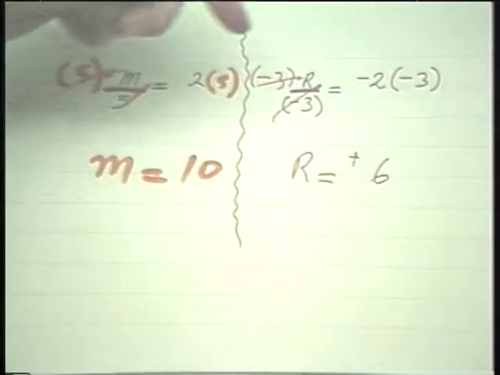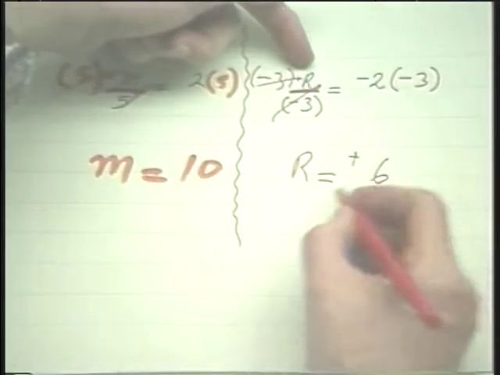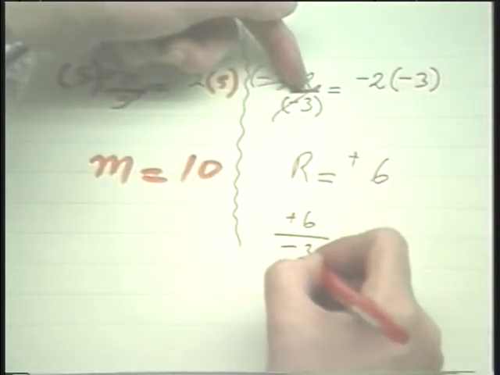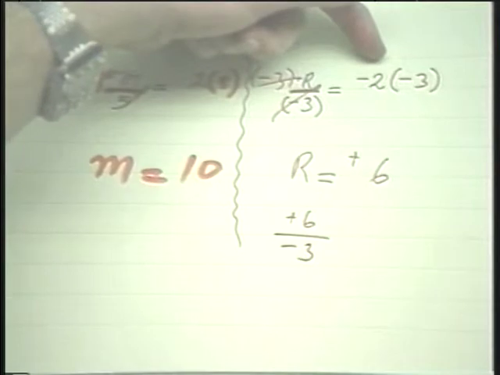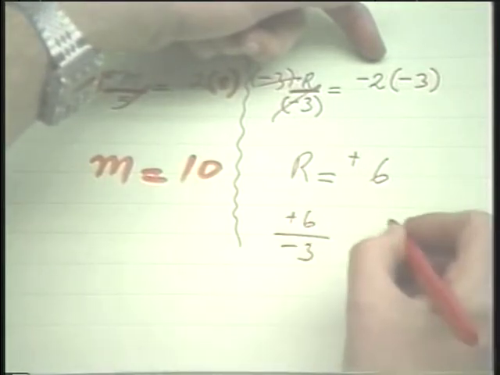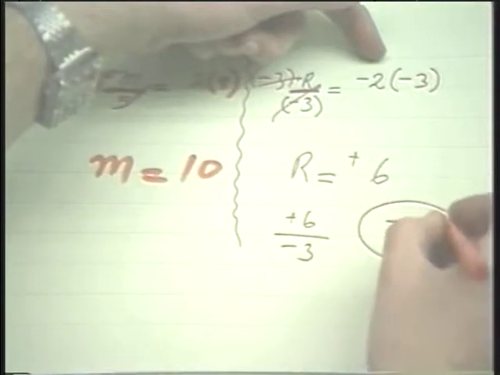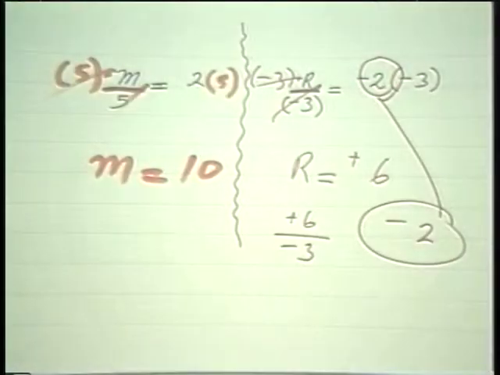Let's check that. The original equation said r, which we're now claiming is positive 6, divided by negative 3 should be negative 2. And of course, a negative into a positive is negative, and 3 into 6 is 2, so it checks. So there you have it.